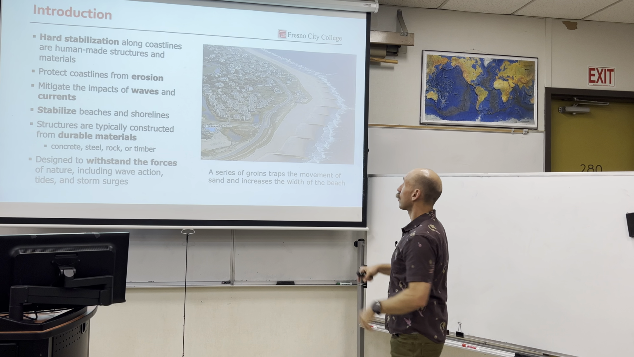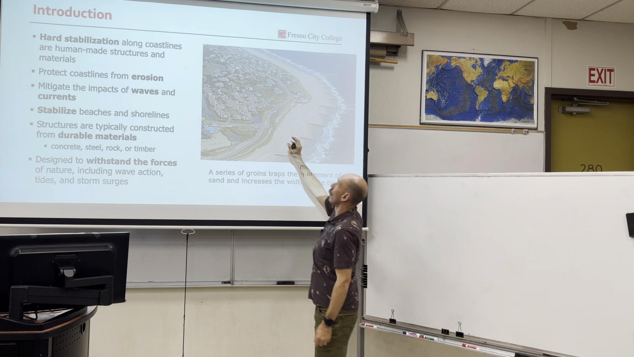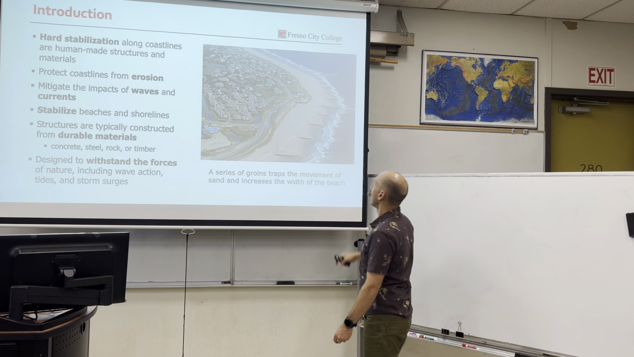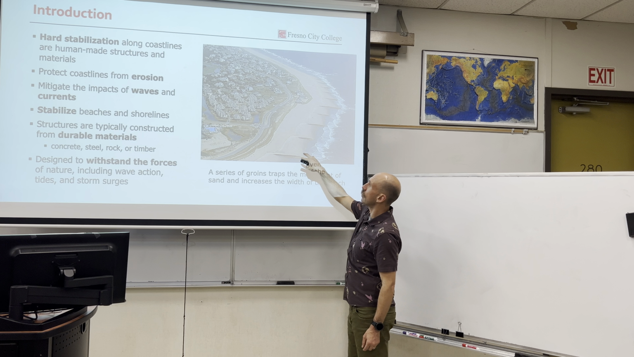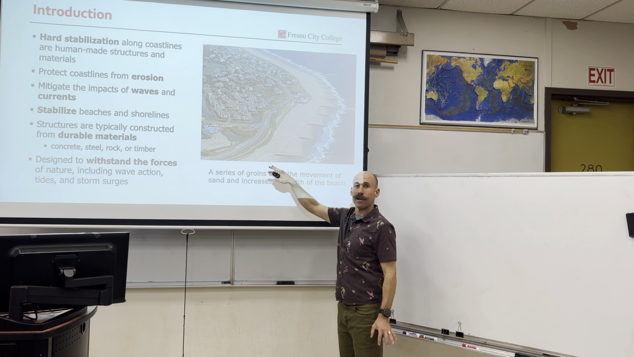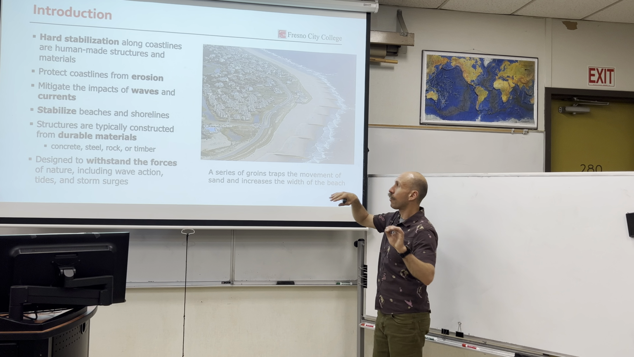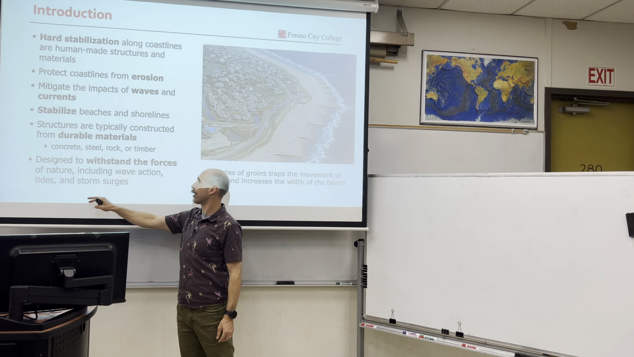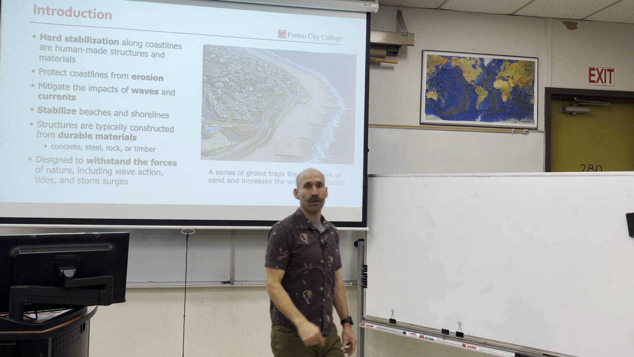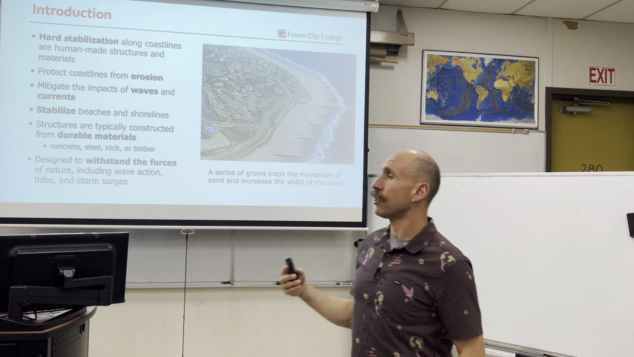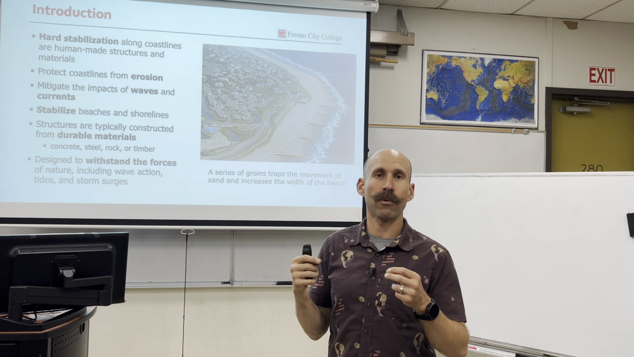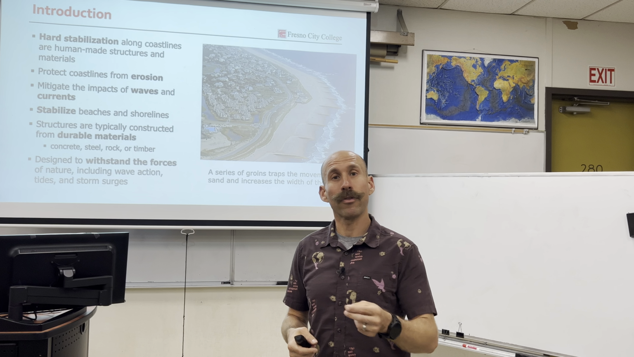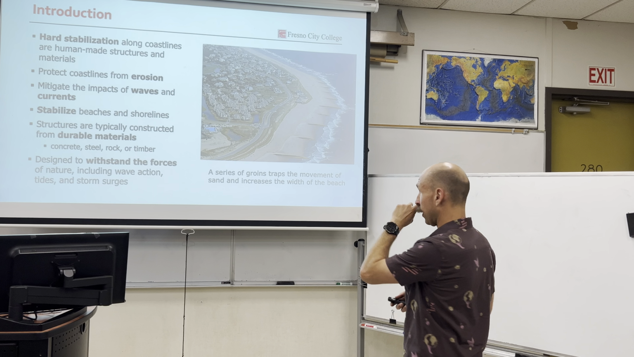to occur. So hard stabilization occurs along coastlines where there are human-made structures susceptible to erosion. Their purpose is to stabilize beaches and shorelines, mitigating the erosional effects of waves and storms, and they're designed to withstand the forces of nature, including wave action, tides, and storm surges. So basically, hard stabilization measures protect coastlines from erosion, and the reason they need protection is because there is development on these coastlines that we don't want the coastlines to disappear from.